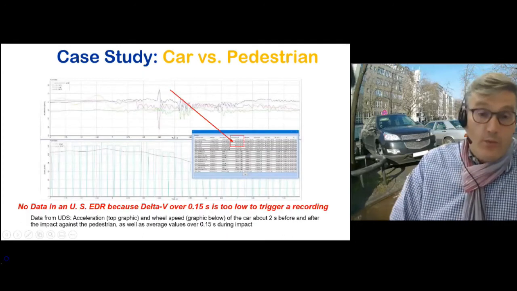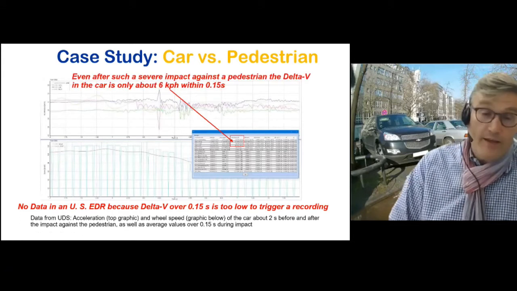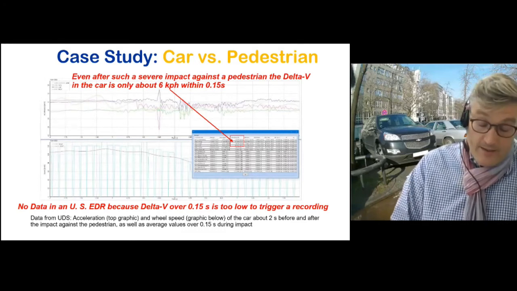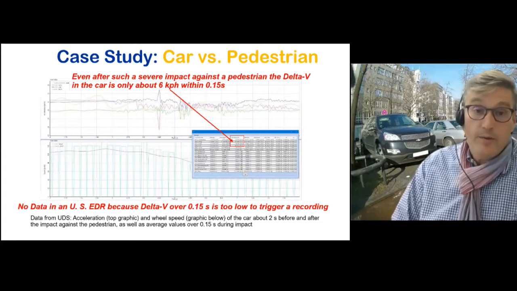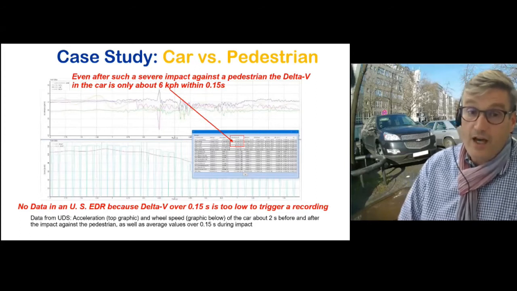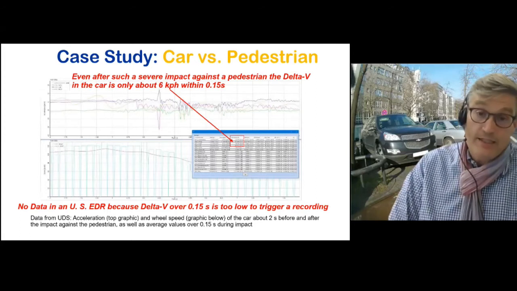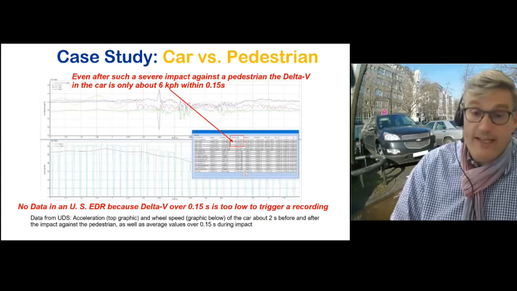So why don't we have any airbag deployment, and why don't we have any data in the airbag control module, in the so-called event data recorder? Because the change of velocity, the delta V, over a period of 150 milliseconds was only 6 kph. 6 kph is below 8 kph, therefore there's no data. Okay, next slide, please.